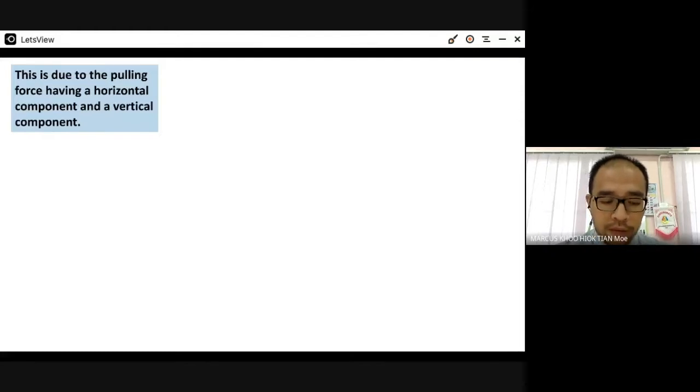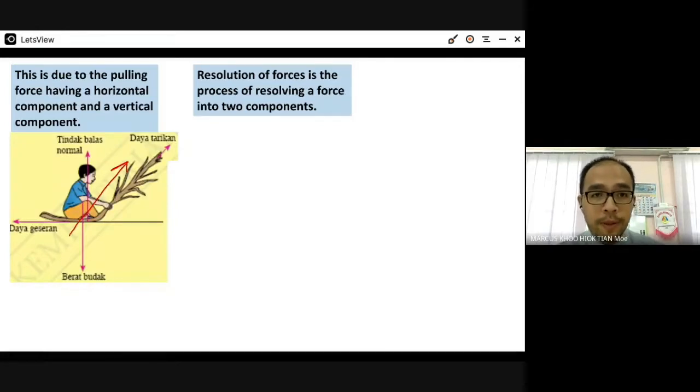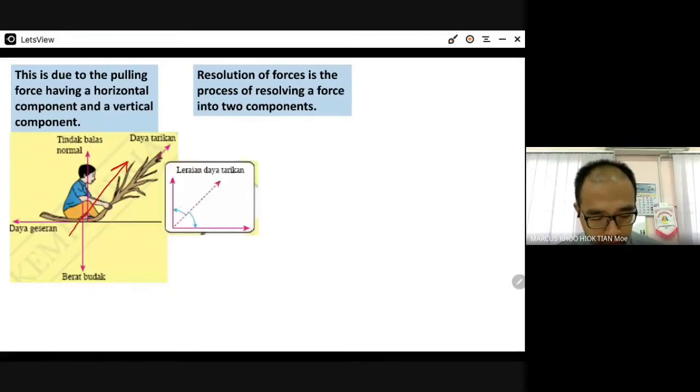So this is due to the pulling force having a vertical and a horizontal component. This is a very important thing. Resolution of forces is the process of resolving a force into two components. The basic idea is that every single slanted force, we can actually resolve into two components, which are the vertical component and the horizontal component.